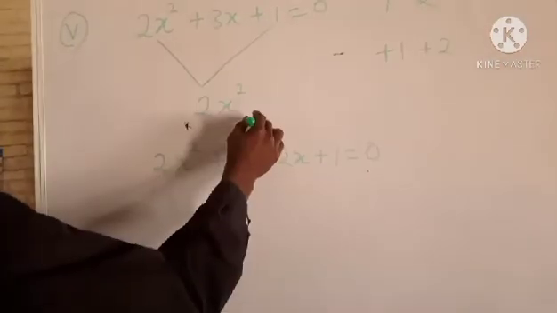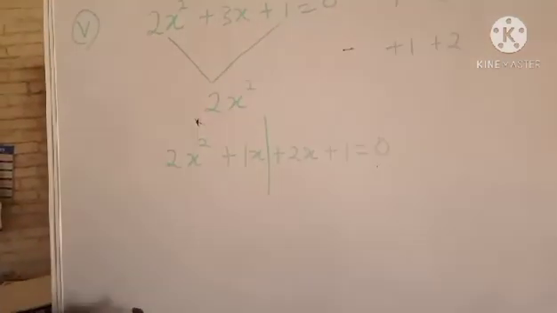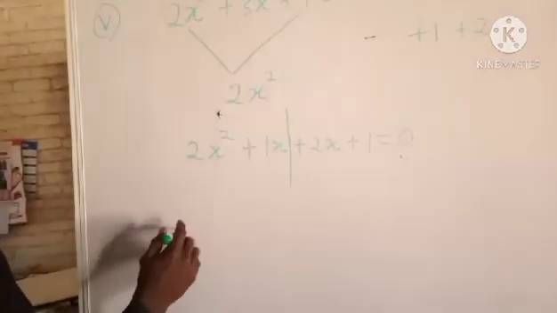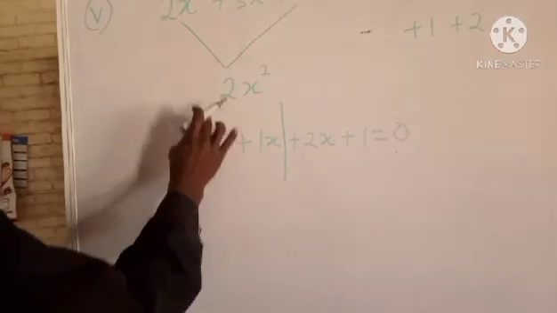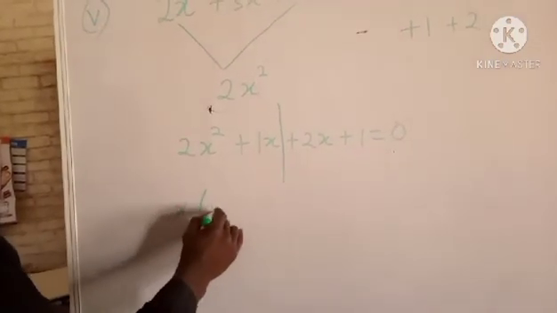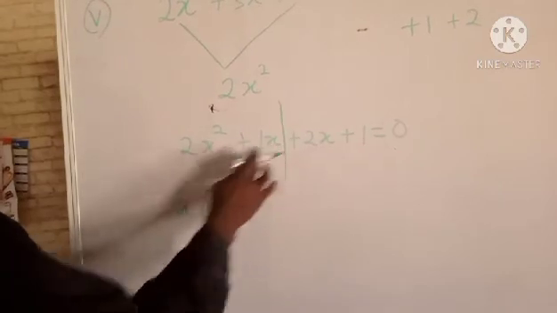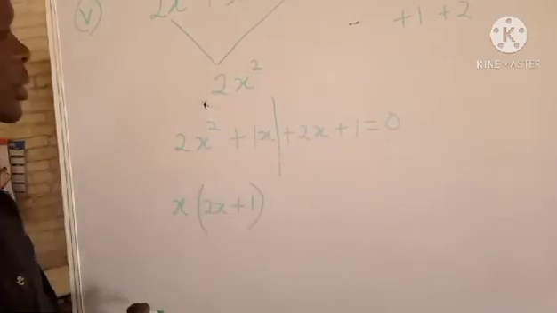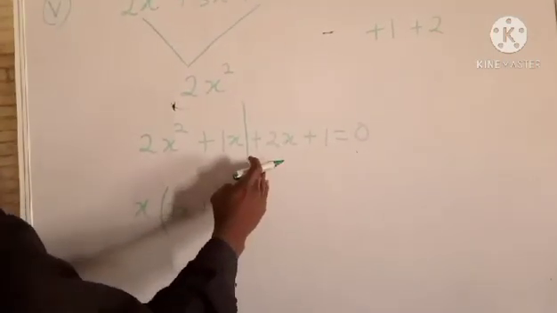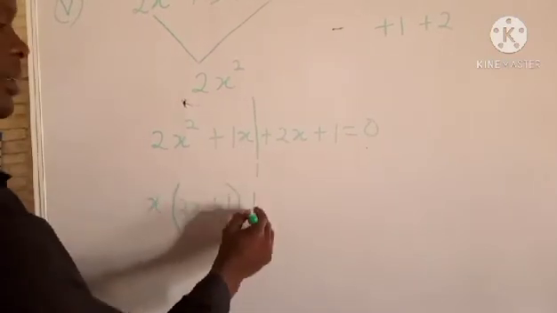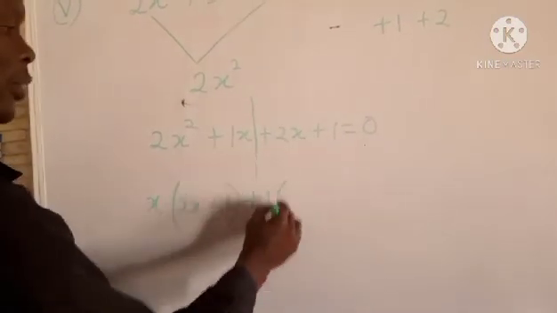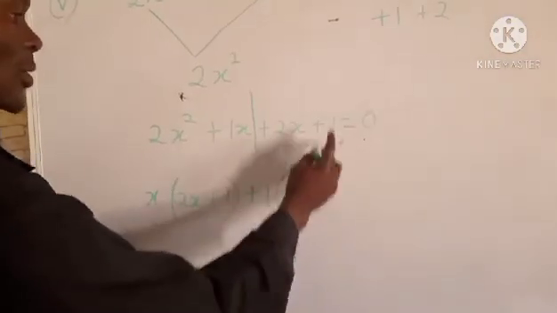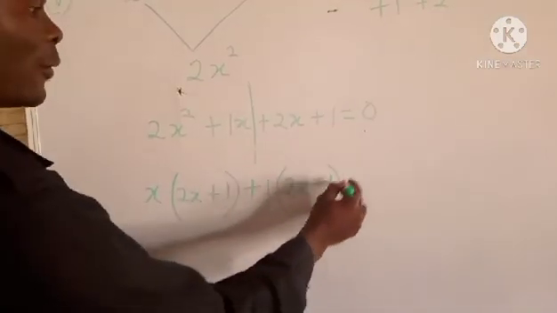So I'm now going to place them into 2 segments evenly divided. Checking the first half, what do we have in common? If you check, x is common. So 2x squared divided by x gives 2x, plus x divided by x gives 1. Coming to the second half, you will check, what do we have in common? If nothing is common, then plus 1 is common. 2x divided by 1 gives 2x, plus 1 divided by plus 1 still gives 1.